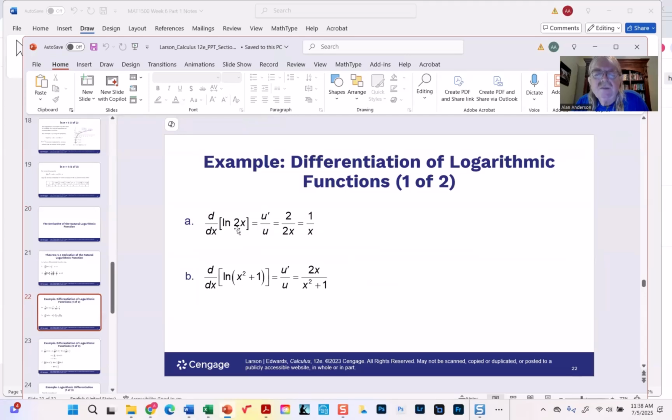If you have something like this. Now, sometimes you will need the chain rule, though. If you've got the log of a function of x, then that changes it a little bit. But here we've got log of 2x. So u prime is 2. We divide by 2x, we end up with 1 over x. But down here, on the other hand, if you notice, it's not just 1 over x squared plus 1, because we do need the derivative of what's going on inside those parentheses. So when you take this derivative, you are applying the chain rule.